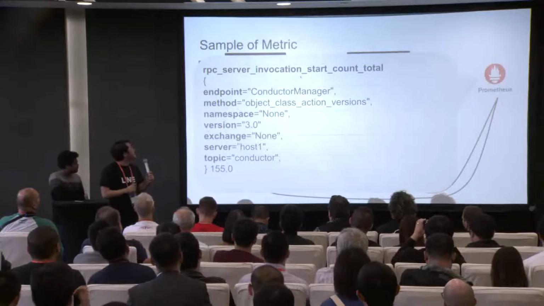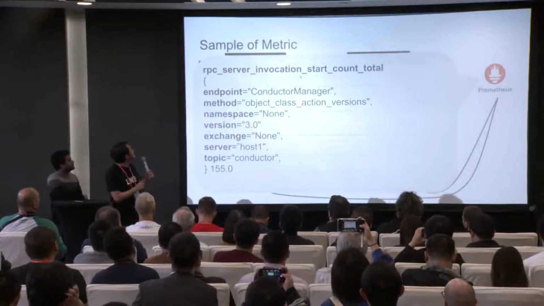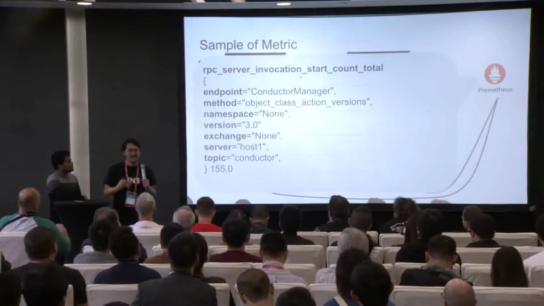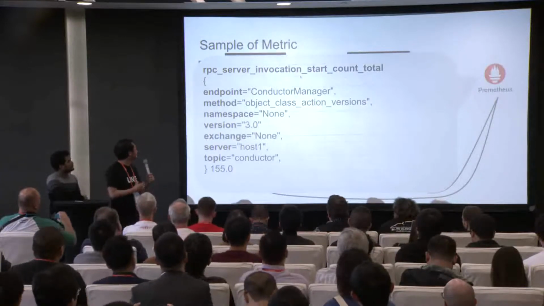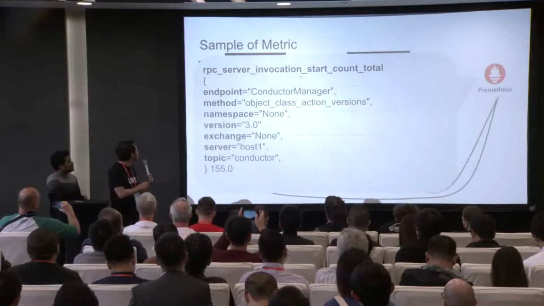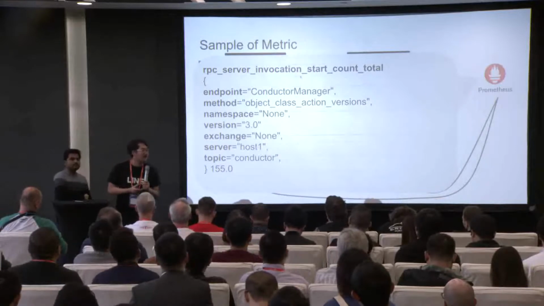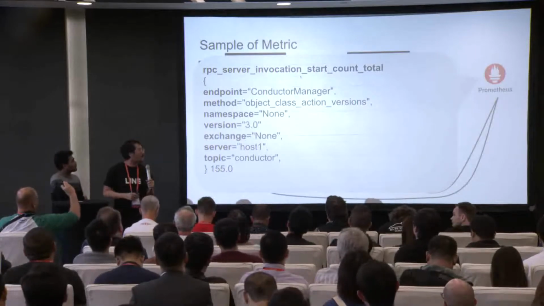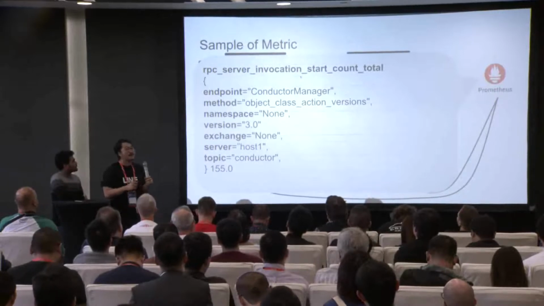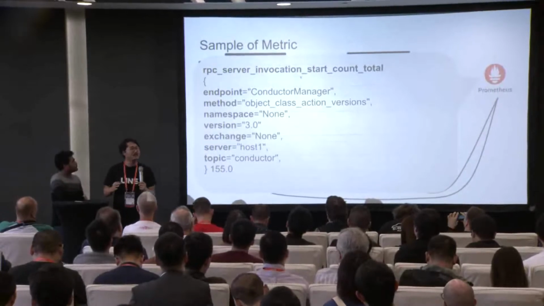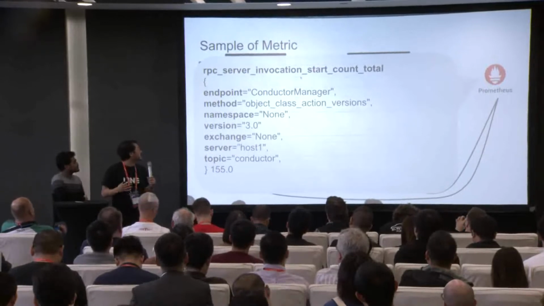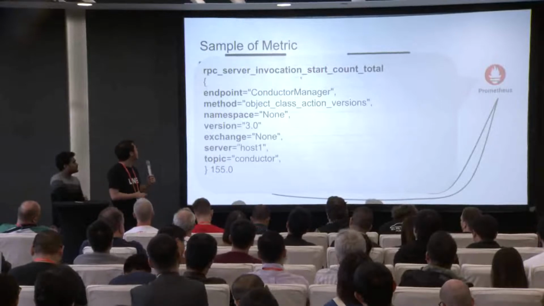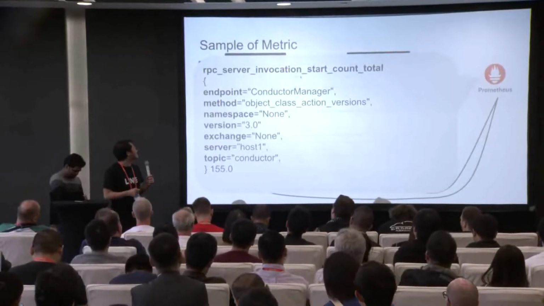This is a sample from one of the metrics, the RPC server invocation start count total. This represents the RPC start count. These metrics have seven different fields. The first four fields are about RPC servers, and the last three fields are about the messaging bus related information. From the top, endpoint represents the RPC server class, and method represents the RPC server's method. And namespace and version are also about the RPC server's class.